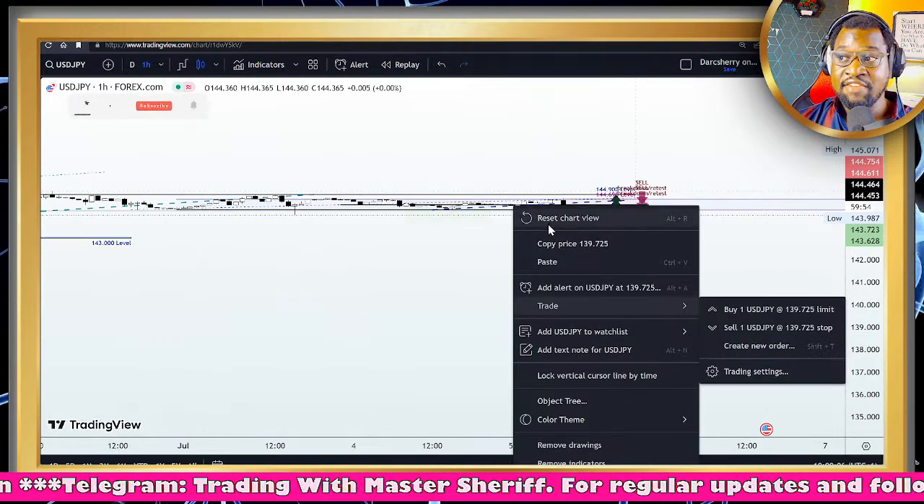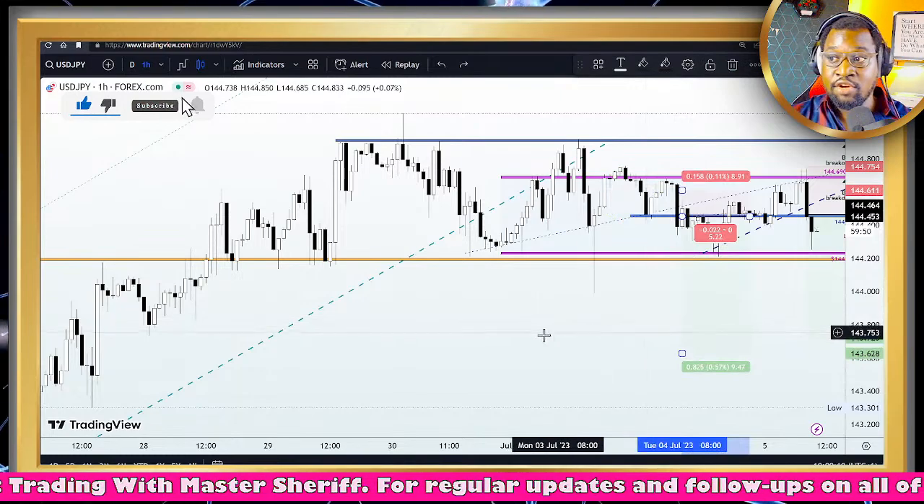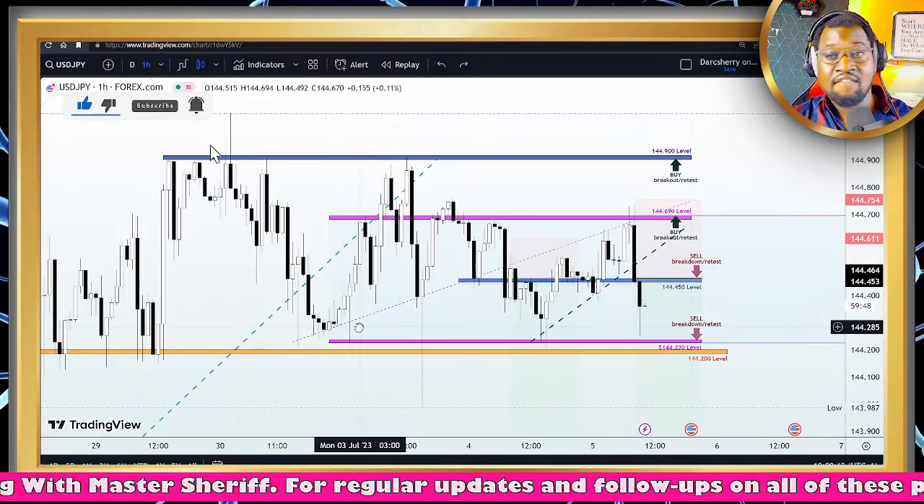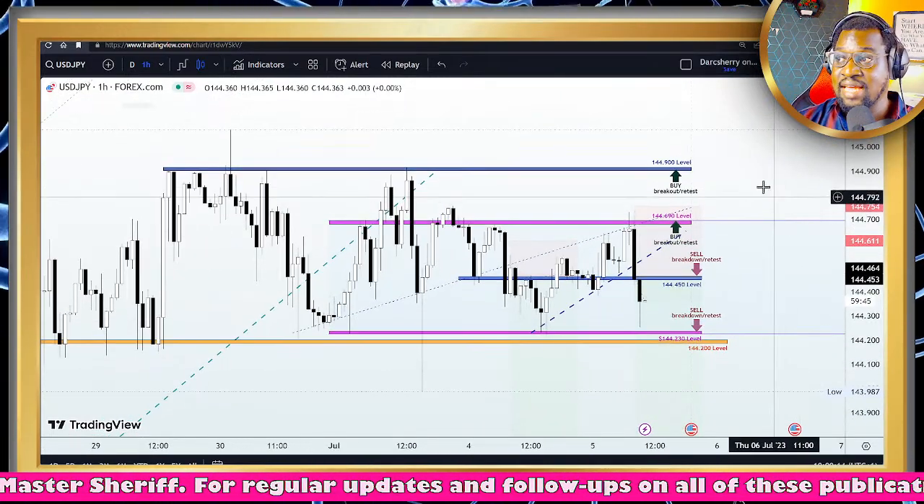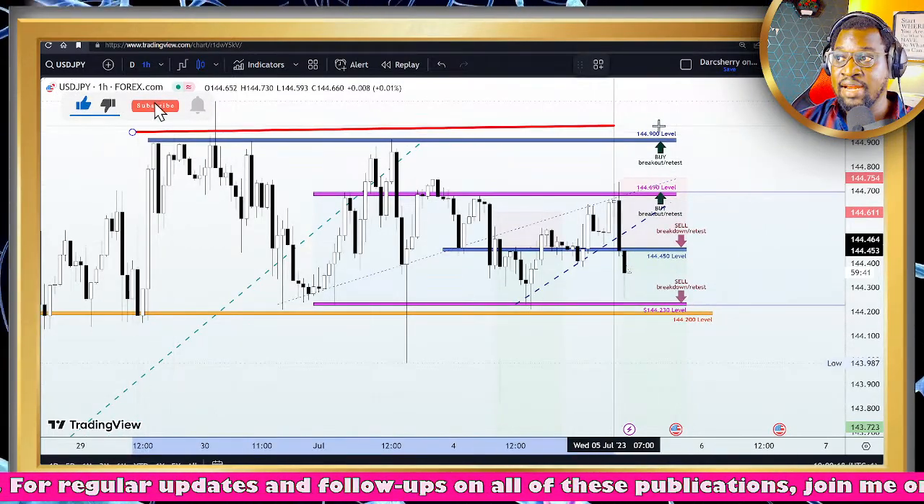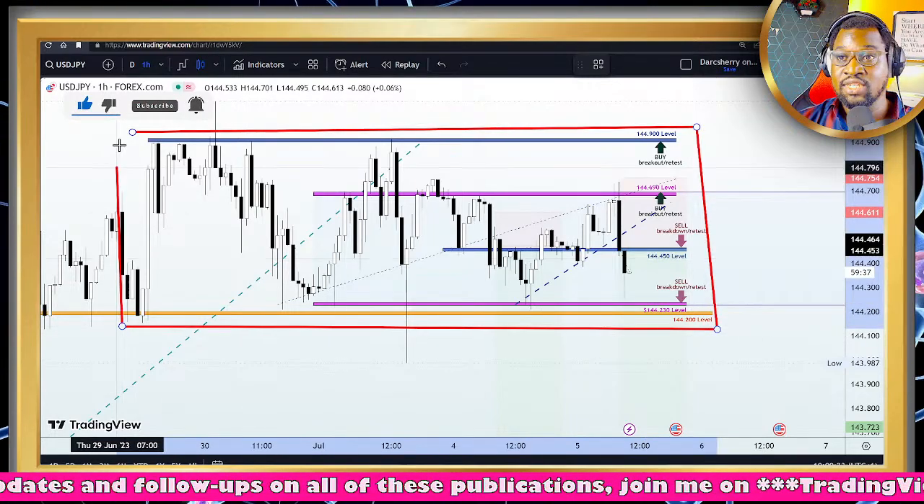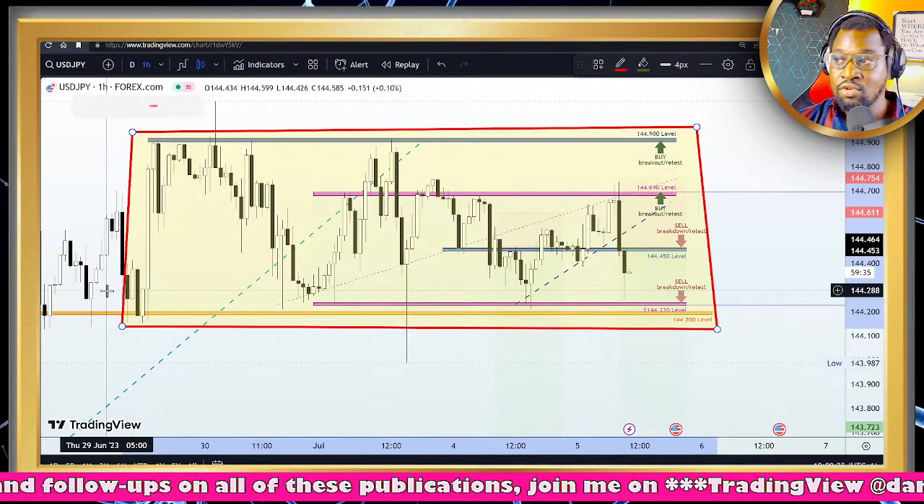And on the 1 hour time frame, we've been able to identify a range which has been going on for close to 5-6 days now, as price action has been caught within that 144.900 level, and of course the 144.200, which happens to be our key level for this week.